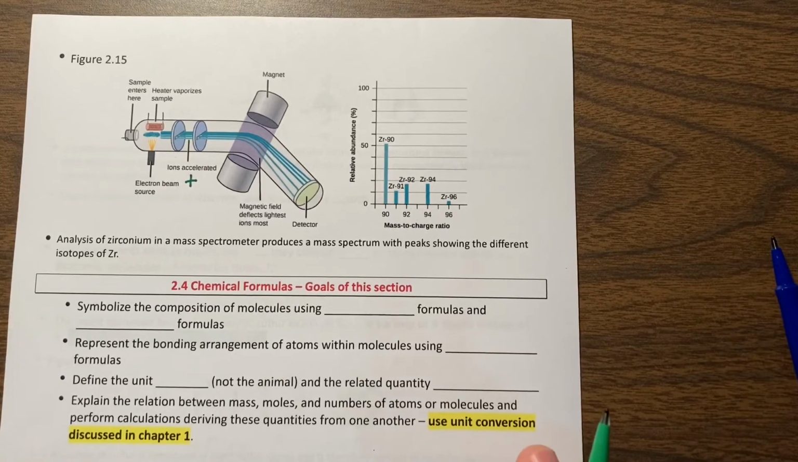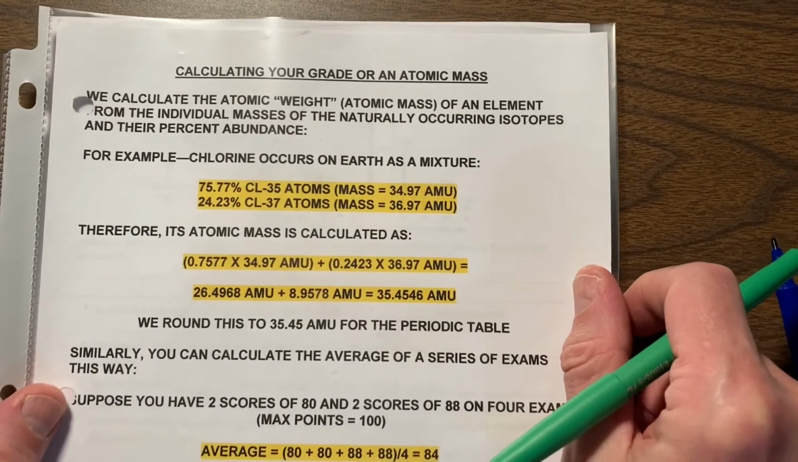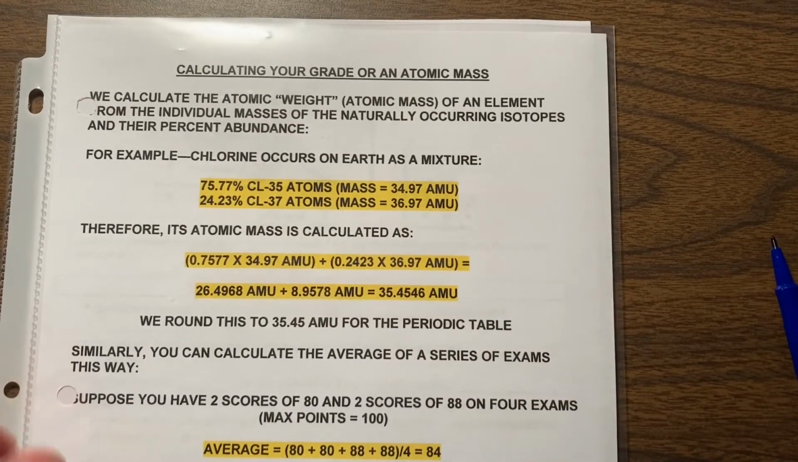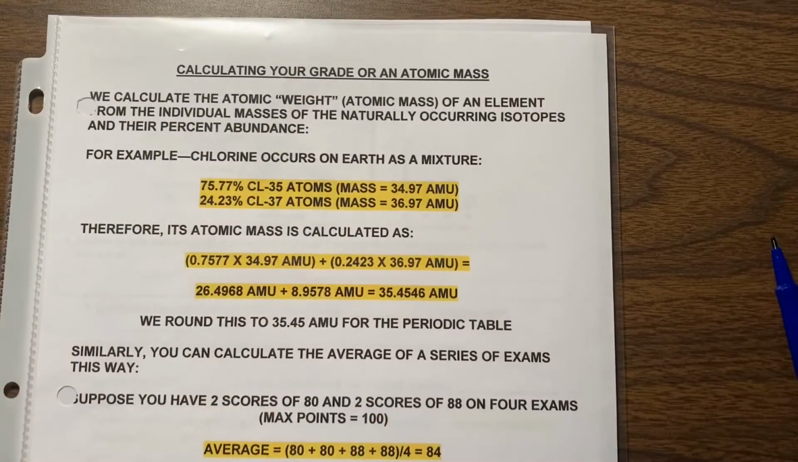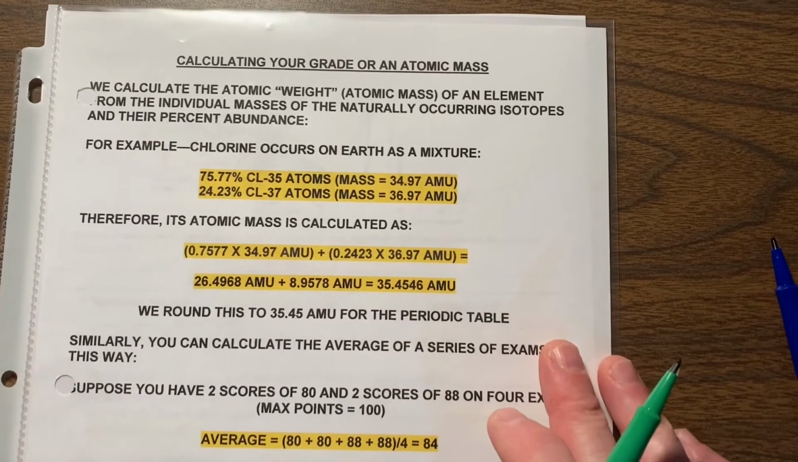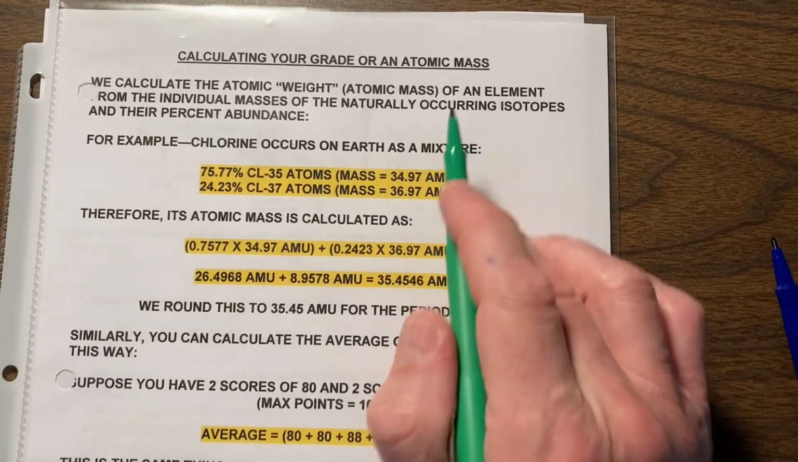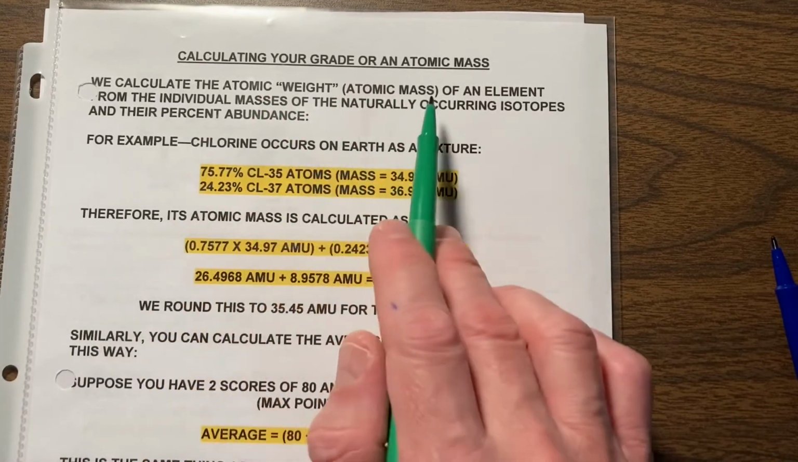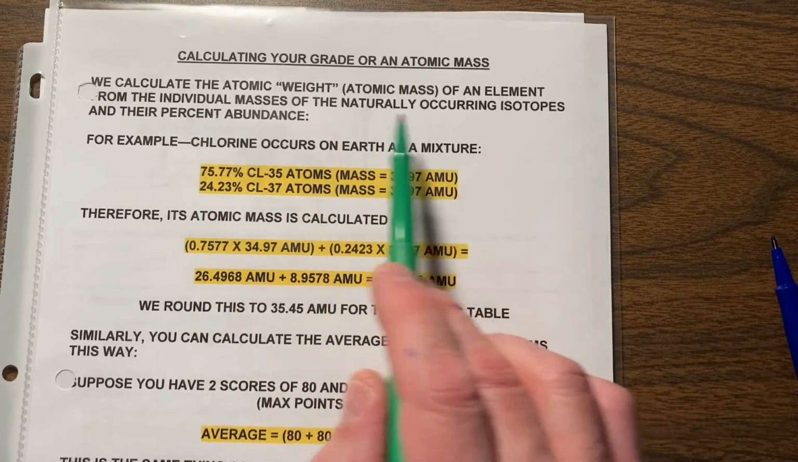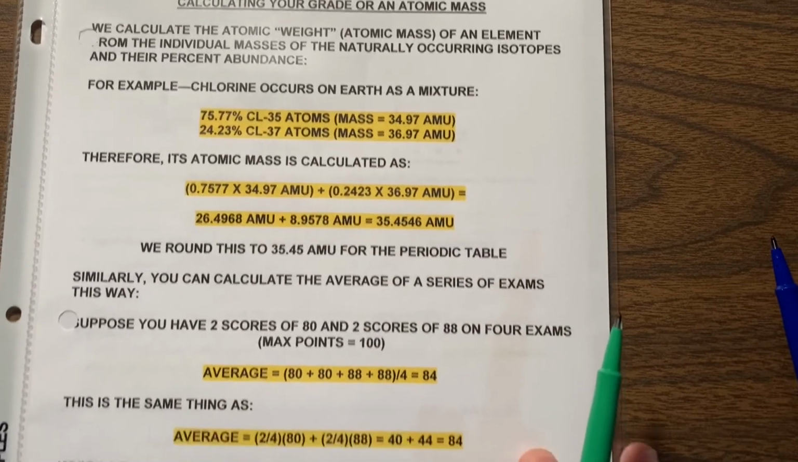Now, another way to look at what I'm talking about with the atomic mass of an element, like I showed you here for boron, is this way. So let's talk about chlorine. We can calculate the atomic weight, or atomic mass, of an element. I'll often use those terms interchangeably, atomic weight and atomic mass. Atomic mass is more correct. But anyway, you can calculate it from the individual masses of the naturally occurring isotopes.